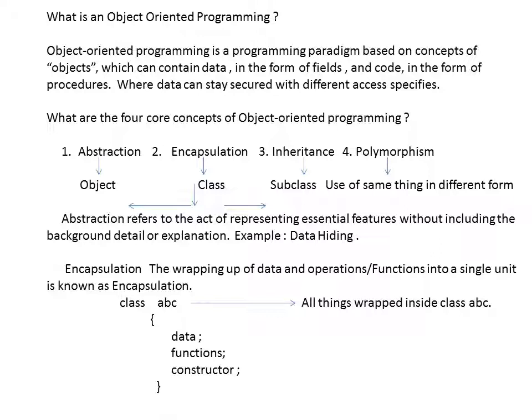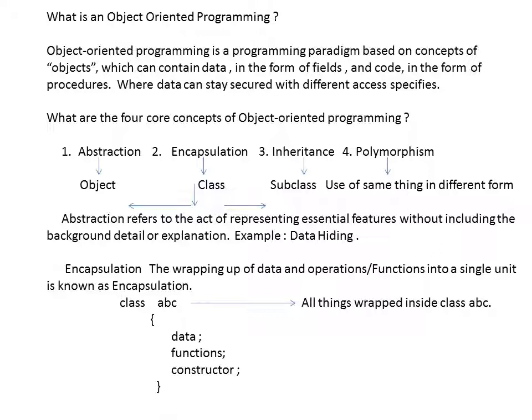Now, each piece of data is secured with a different type of access specification. What are these access specifications? Private, public, protected, and package. What are the four core concepts of object-oriented programming? If you look at the four concepts, concept one is abstraction, concept two is encapsulation, concept three is inheritance, and concept four is polymorphism.